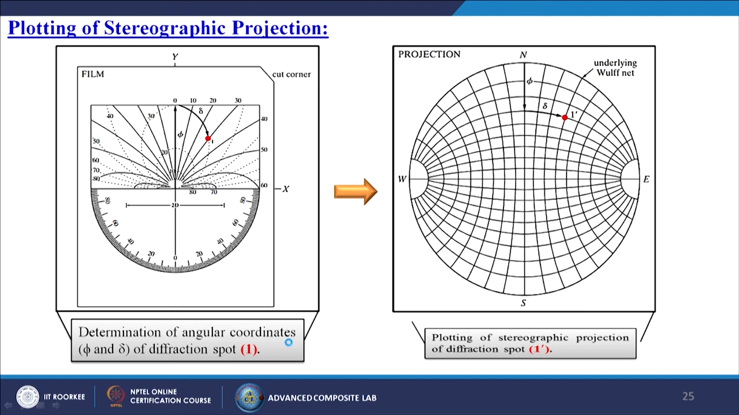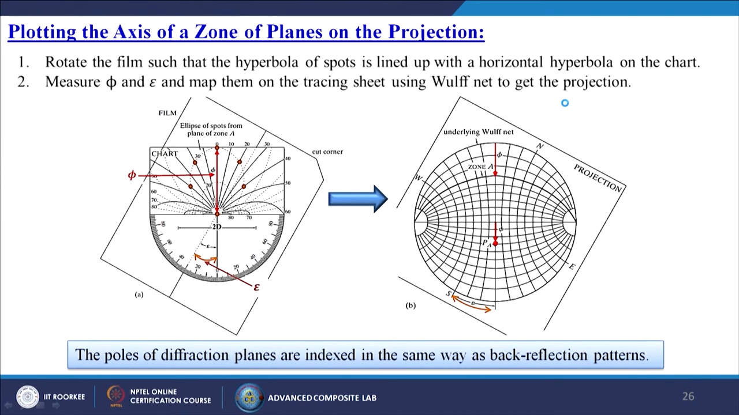So, plotting of the stereographic projections. Suppose I am going to get one point over there. Determination of angular coordinates phi and delta of diffraction spot 1. So, I am going to calculate this one. Simply, I put it onto the Wolf net, and I get the longitude and latitude of that particular point. Then, plotting the stereographic projection of the diffraction spot O prime in this particular zone, if I know the phi and delta values. Plotting the axis of a zone of planes on the projection.